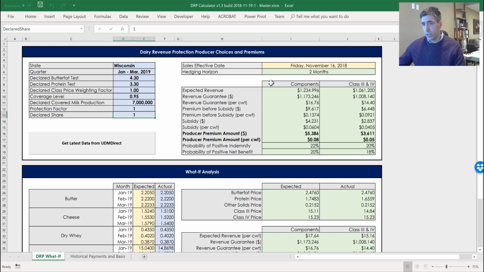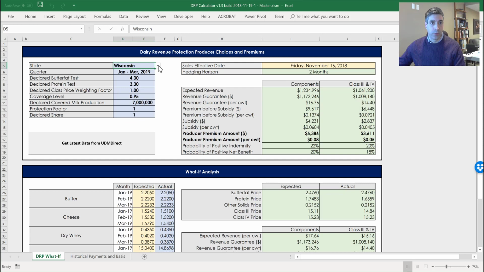So I'm recording this on the afternoon of November 19th. Milk production report came out today, so there are no new rates released today. So the latest premiums as of right now are those for Friday, November 16th, and you can see that here in the calculator. Let's enter some data, see where it takes us.